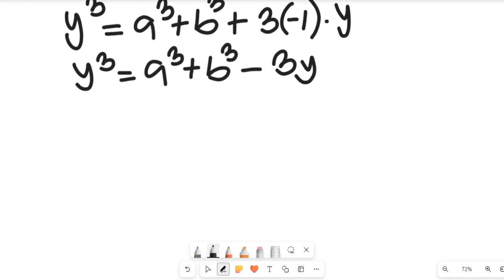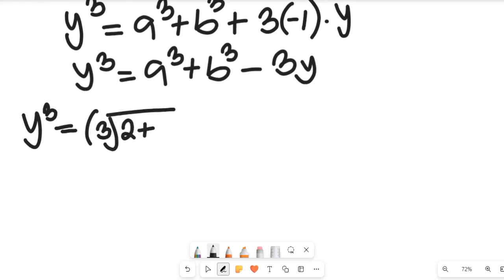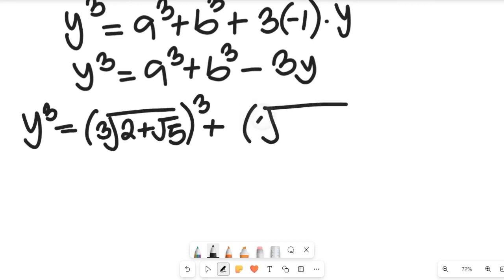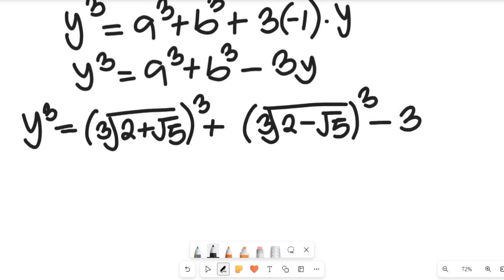Now let's simplify this in order to get the value of a cube plus b cube. So this will give us y cube equal to the cube root of 2 plus the square root of 5, all cubed, plus the cube root of 2 minus the square root of 5, all cubed, minus 3y. Great.